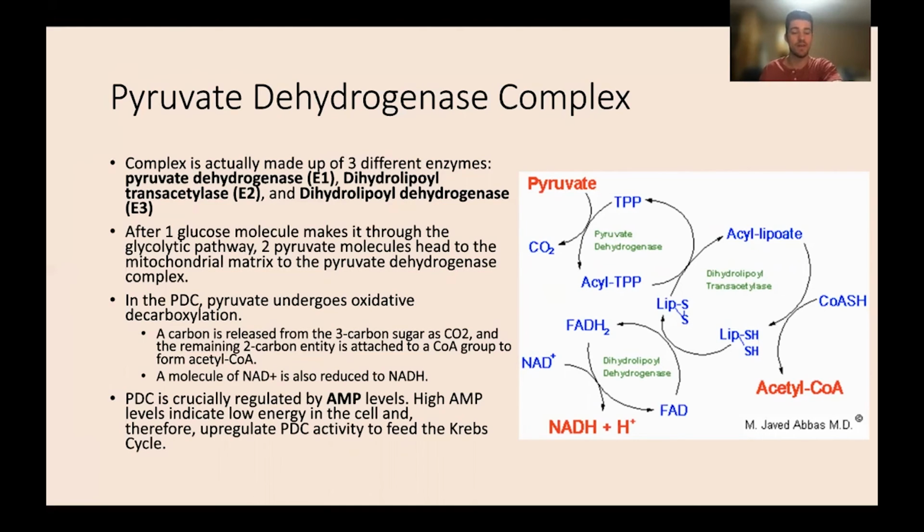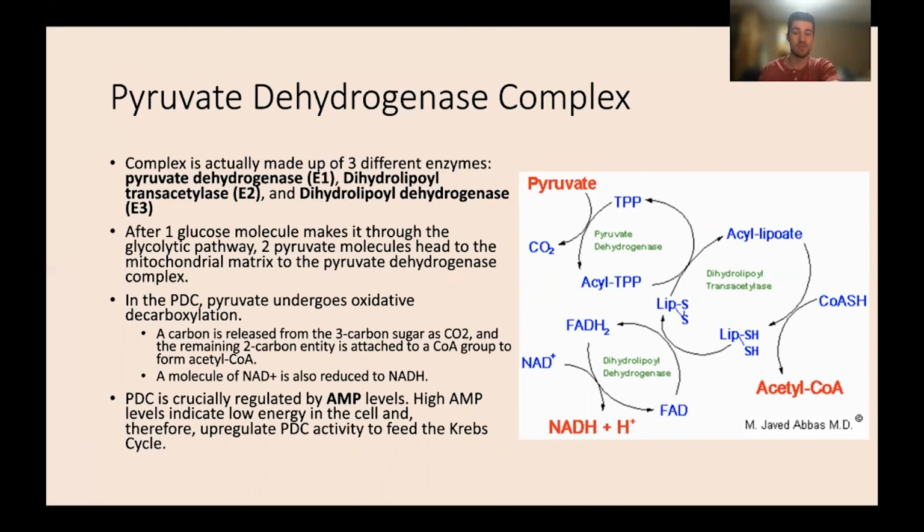So a molecule of NAD plus is also reduced to NADH. So in this process, we're also making another NADH, another electron carrier. And PDC is crucially regulated by AMP levels. So AMP levels indicate low energy in the cell and therefore upregulate PDC activity to feed the Krebs cycle.